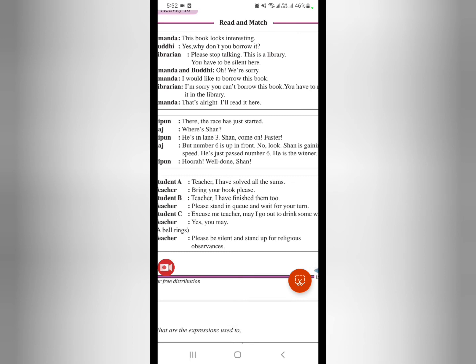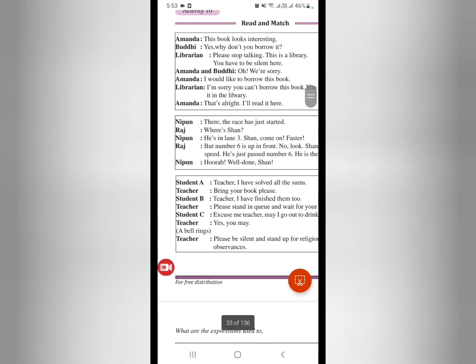Then she's saying, please be silent. Silent means அமைதி. And stand up means எழும்புதல். Religious observances means if that school is a Muslim school, they will put the surah or something. If that is a Buddhism school, they will put bana or something.